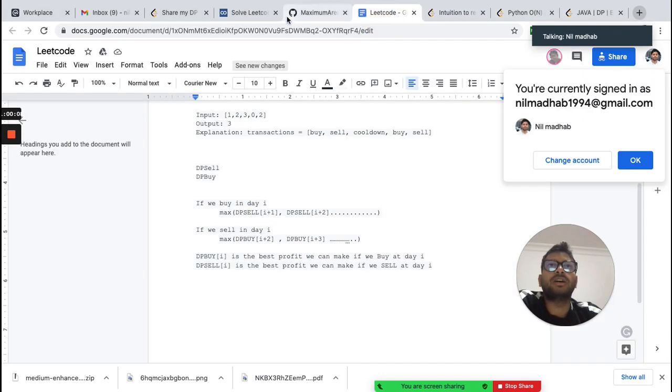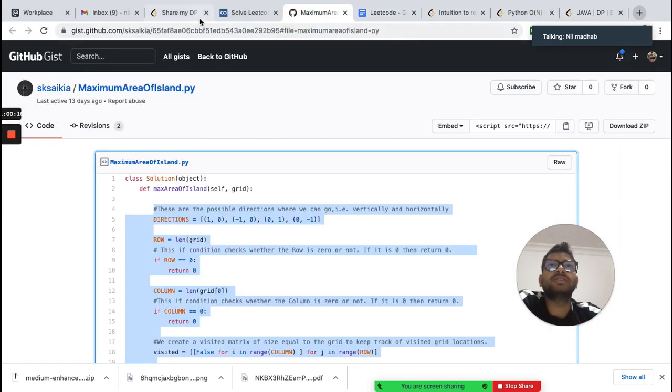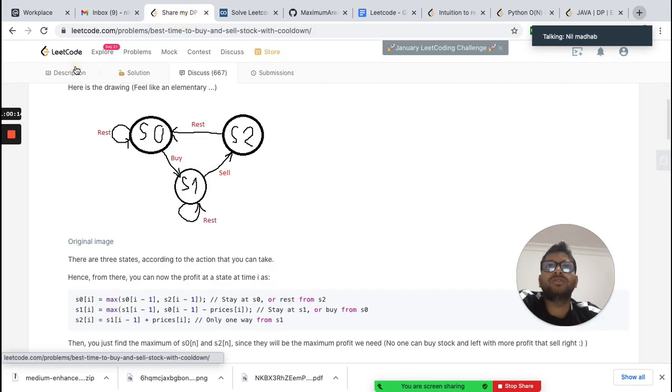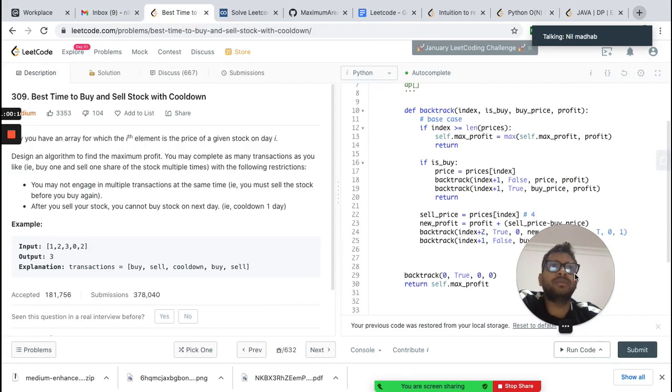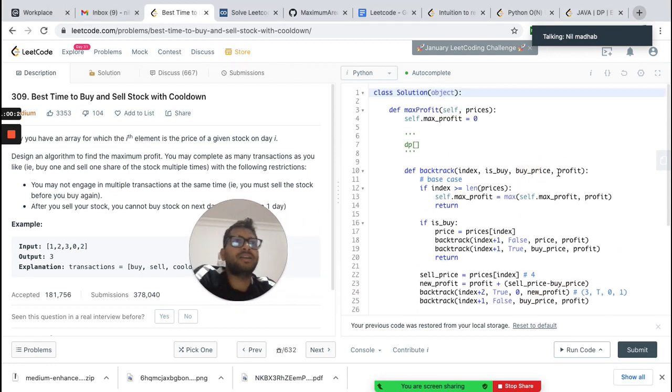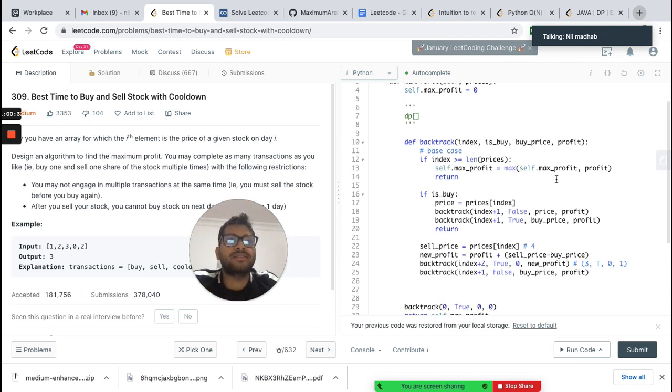Okay, so the answer is we have to do something. We have to change it a little bit, and instead of this buy price and profit, we have to pass the buy index and sell index. Okay, then yes, we can solve it. So how can we do buy index and sell index and solve it?